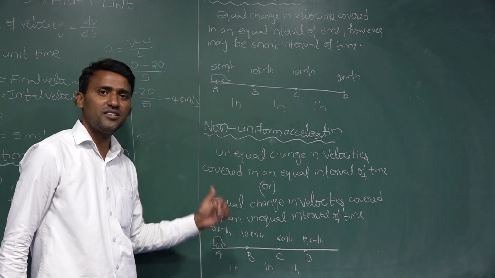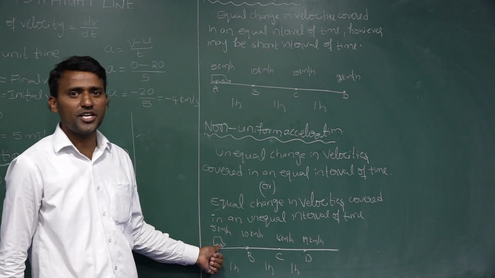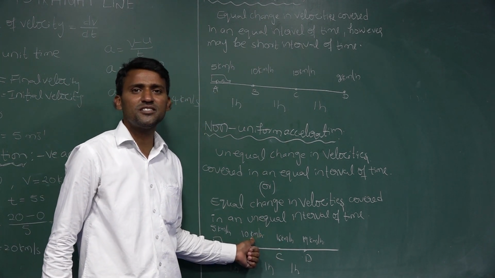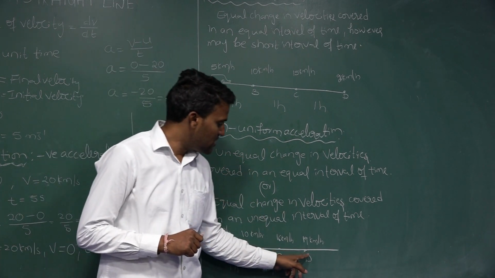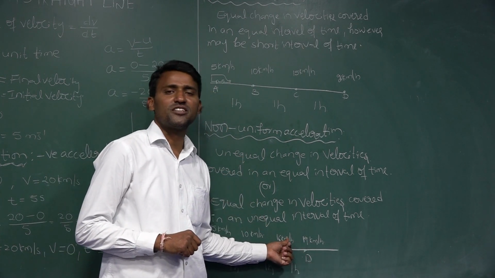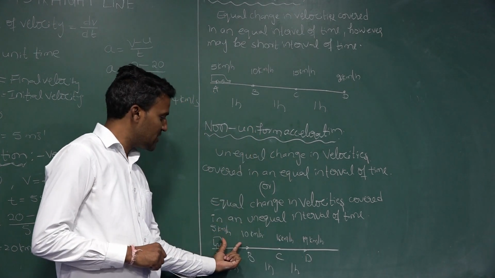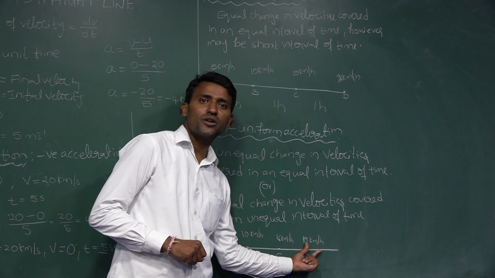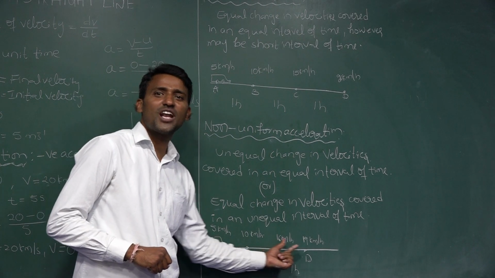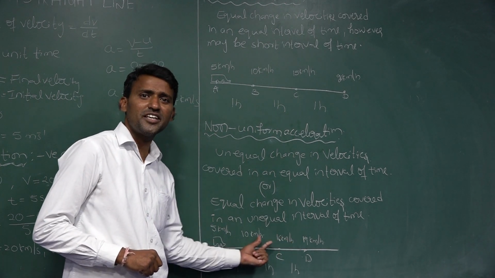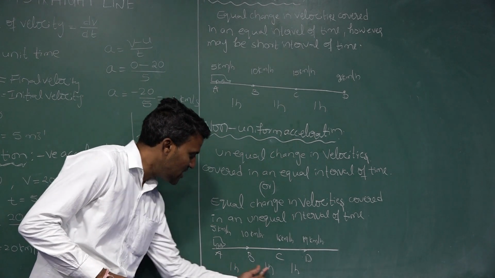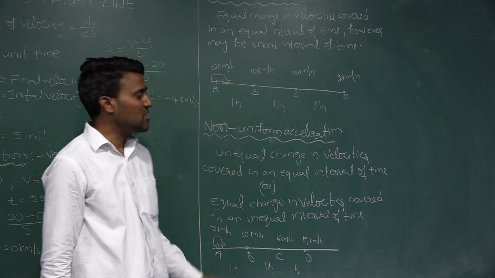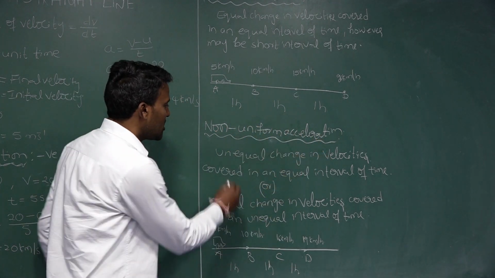10 minus 5 is 5 kilometer per hour. B to C, 16 minus 10 is nothing but 6. And D minus C, 19 minus 16, is 3 kilometer per hour. See here, the difference here is 5 kilometer per hour, here 6 kilometer per hour, here 3 kilometer per hour. Means unequal change in velocity is covered in an equal interval of time. That is called non-uniform acceleration.